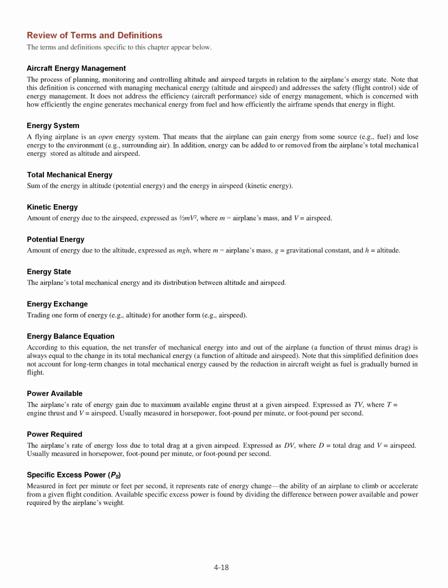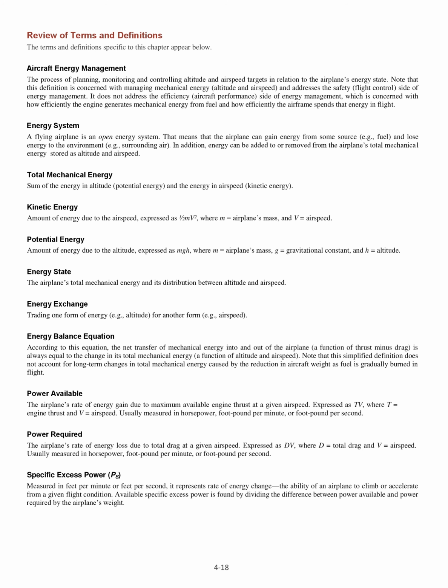Power available: the airplane's rate of energy gain due to maximum available engine thrust at a given airspeed. Expressed as TV, where T equals engine thrust and V equals airspeed. Usually measured in horsepower, foot-pound per minute, or foot-pound per second. Power required: the airplane's rate of energy loss due to total drag at a given airspeed. Expressed as DV, where D equals total drag and V equals airspeed. Usually measured in horsepower, foot-pound per minute, or foot-pound per second.